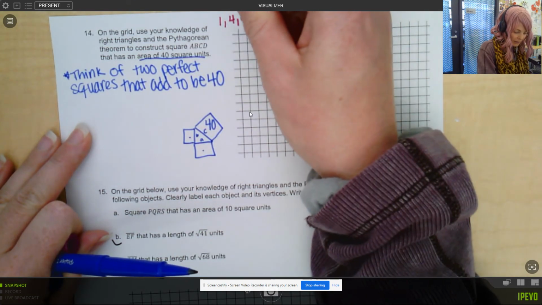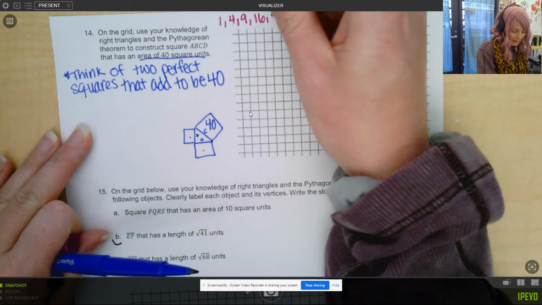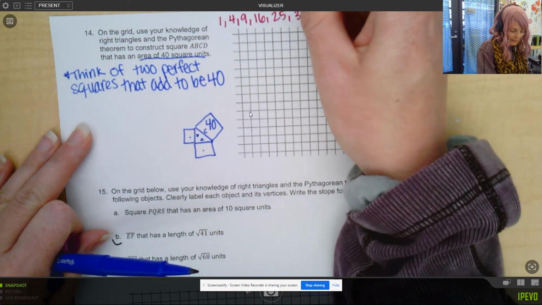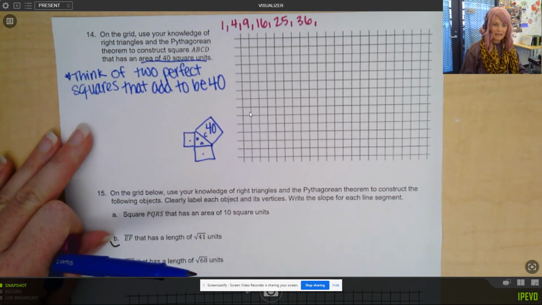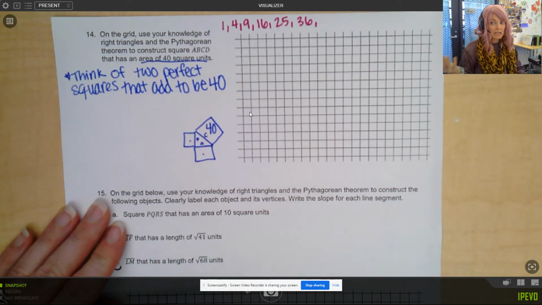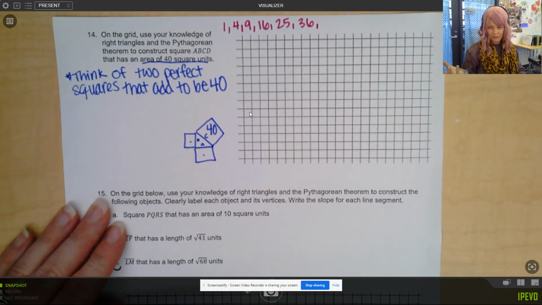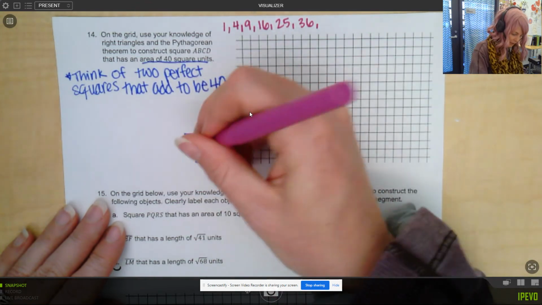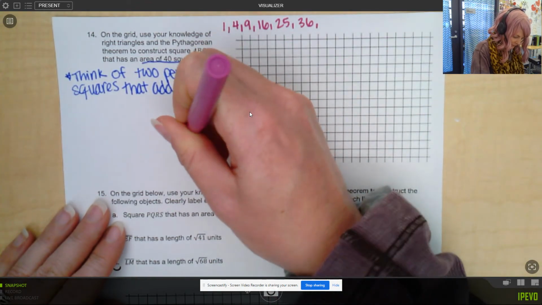1, 4, 9, 16, 25, 36. That's all I'm going to need to think about 40 because obviously I have to add numbers that are less than 40 to make 40 because we can't have negative numbers here. Can't draw like a negative area. So here to make 40, it's 36 and 4.